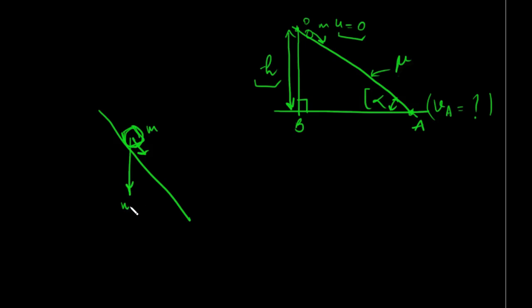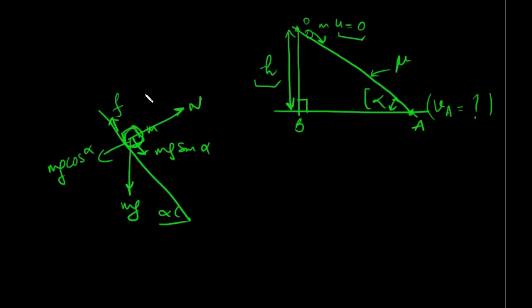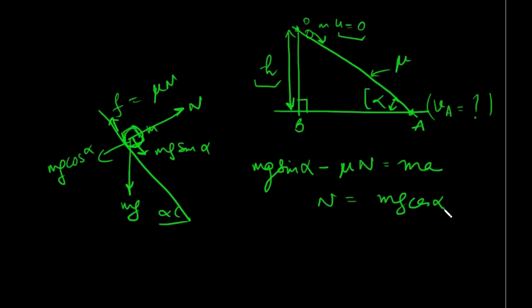So this is the gravitational force, this is the component of gravity, and this is the component perpendicular to it. This is the normal, and obviously here it will be the friction force. Friction will be equal to mu N. Standard: mg sine alpha minus mu N equals ma, right? And N would be equal to mg cos alpha.